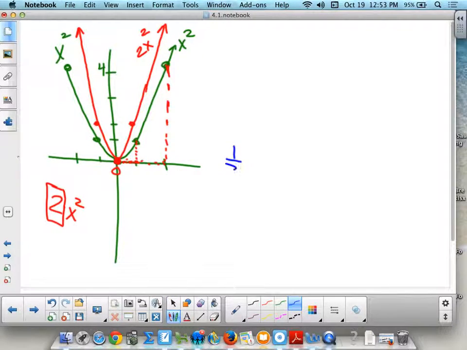Okay, what about this 1/2? What's a 1/2 x squared going to look like? Well, you're not going to go over 1, up 1. You're going to go over 1, up 1/2. Over 2, up 4, up what? 2. So you would get something like this for a 1/2 x squared. Does that make sense? You guys remember doing all this, don't you?